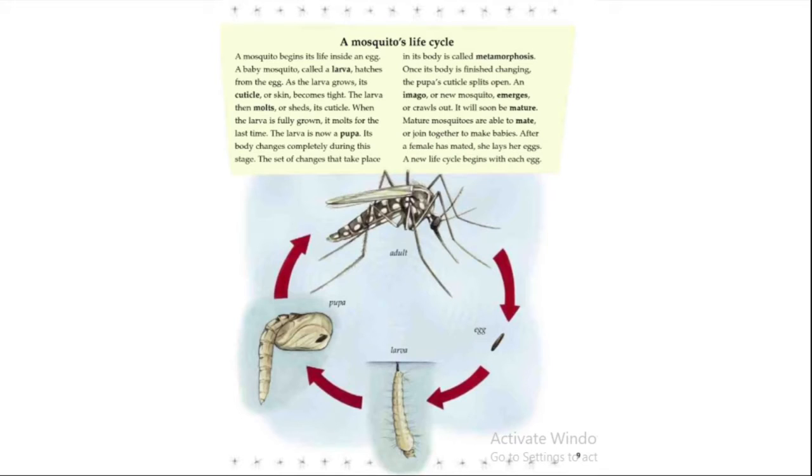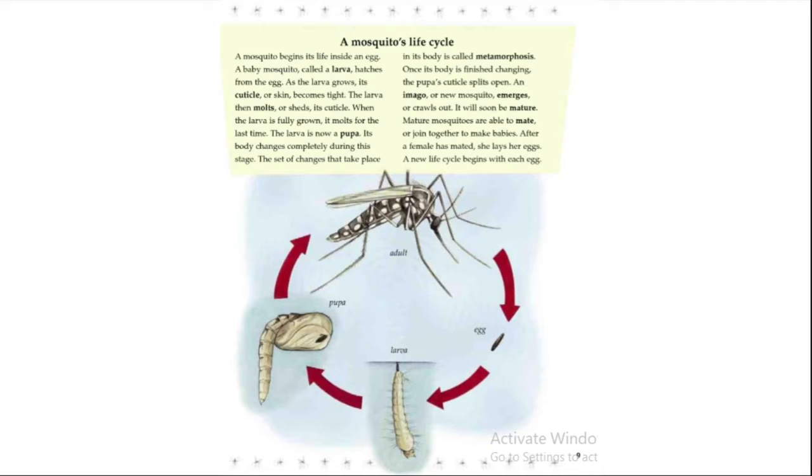A mosquito's life cycle. A mosquito begins its life inside an egg. A baby mosquito called a larva hatches from the egg. As the larva grows, its cuticle, or skin, becomes tight. The larva then molts, or sheds, its cuticle. When the larva is fully grown, it molts for the last time. The larva is now a pupa. Its body changes completely during this stage. The set of changes that take place in its body is called metamorphosis.